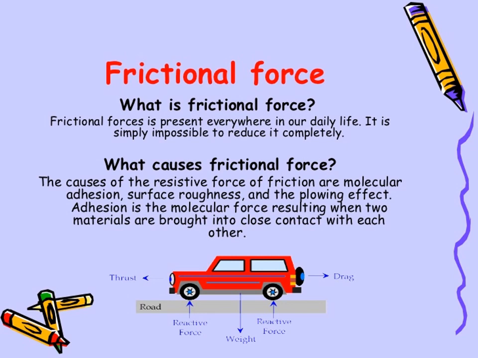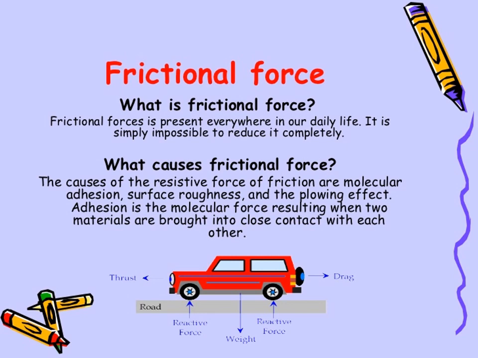So, adhesion is the molecular force resulting when two materials are brought into close contact with each other. If a very gentle force in the horizontal direction is given to an object at rest on the table, it does not move. It is because of the opposing force exerted by the surface on the object. This force is called frictional force, which always opposes the relative motion between an object and the surface where it is placed. If the force applied is increased, the object moves after a certain limit. So, there are two types of frictional force, static friction and kinetic friction.